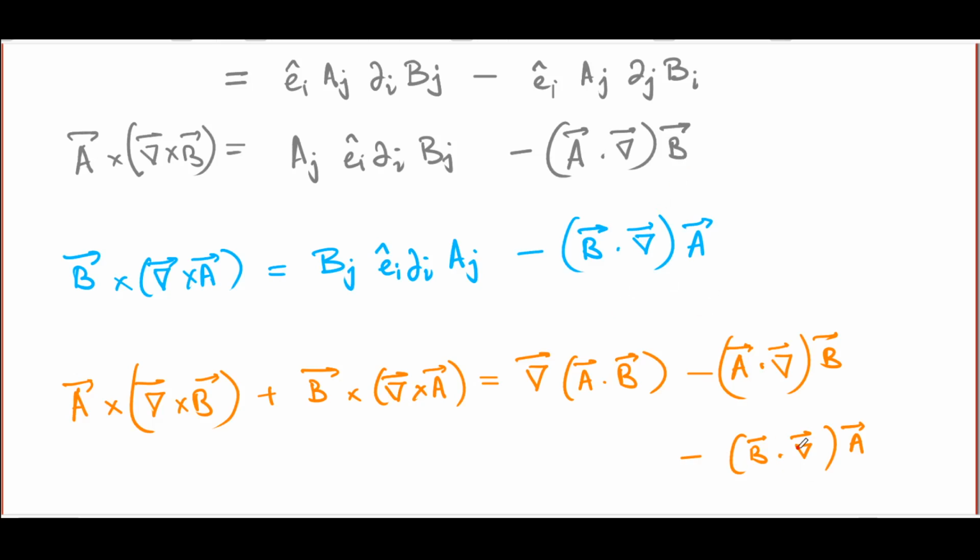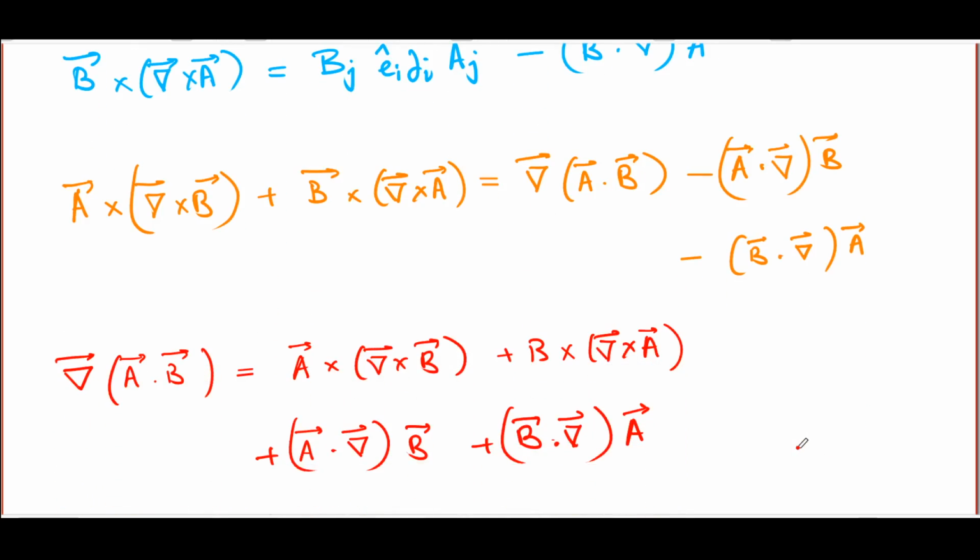So the expression that we are looking for, gradient of A dot B, is simply what you get when you move these terms to the other side. So the final expression is rather daunting. It's A cross curl of B plus B cross curl of A plus A dot grad of B plus B dot grad acting on A.